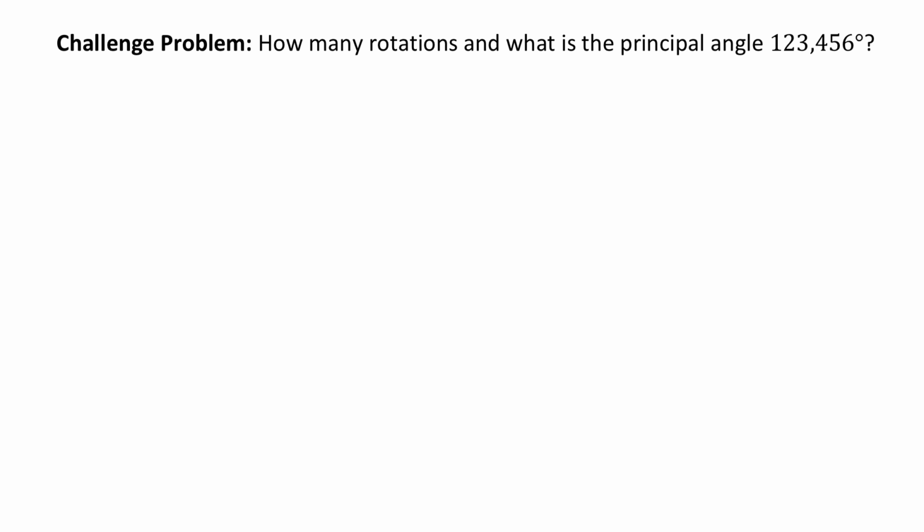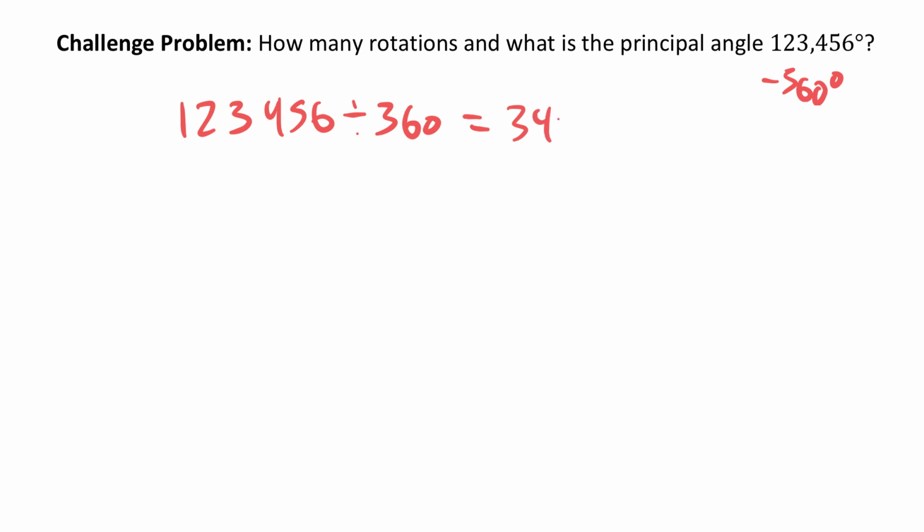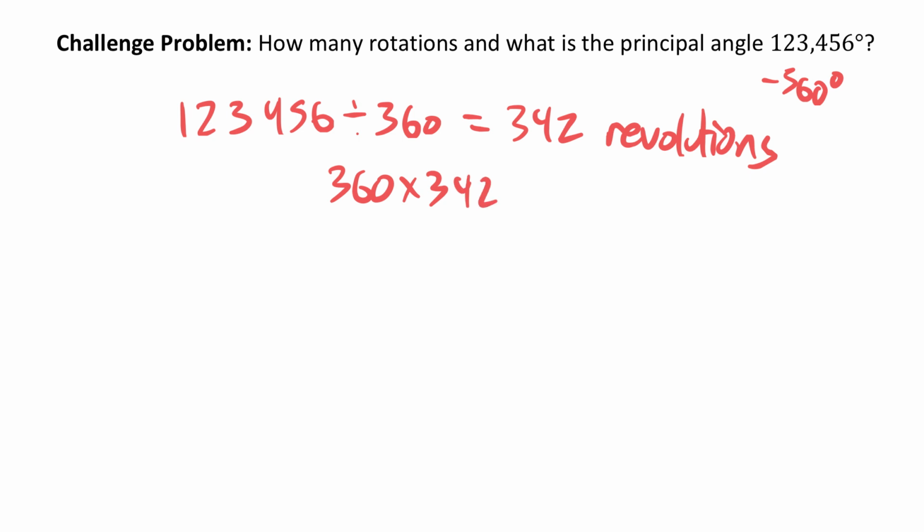All right, hopefully you stumbled upon the idea of doing some division. You need to subtract off groups of 360, but you're going to be here all day if you keep subtracting 360. You need to find out how many times 360 goes into 123,456. So if we divide it by 360, we find out that we get 342 revolutions. So that means there are 342 groups of 360. So we can take 360 times 342, and that's going to tell us how much we should subtract off of our angle.